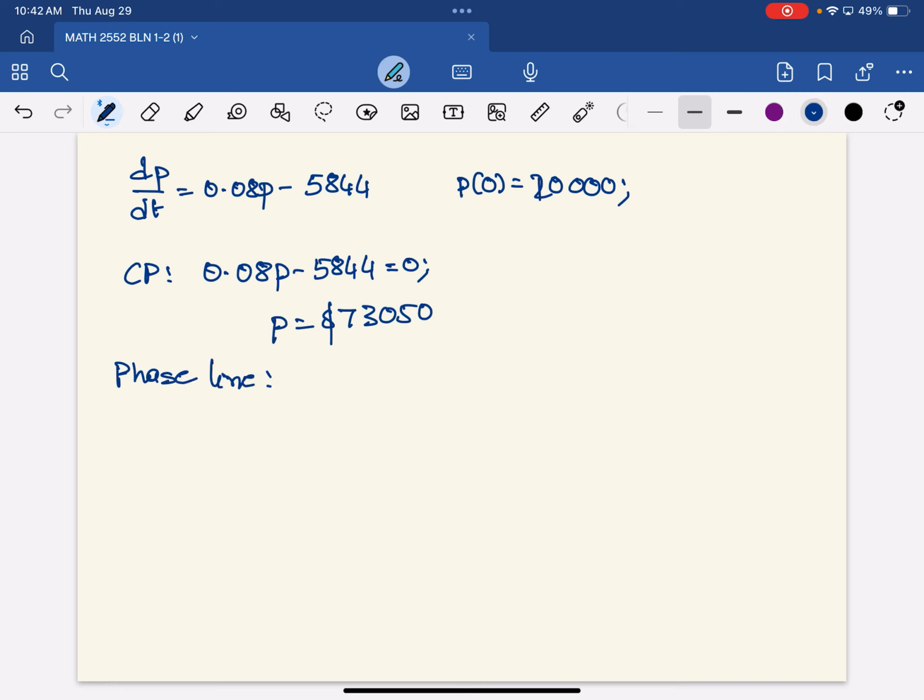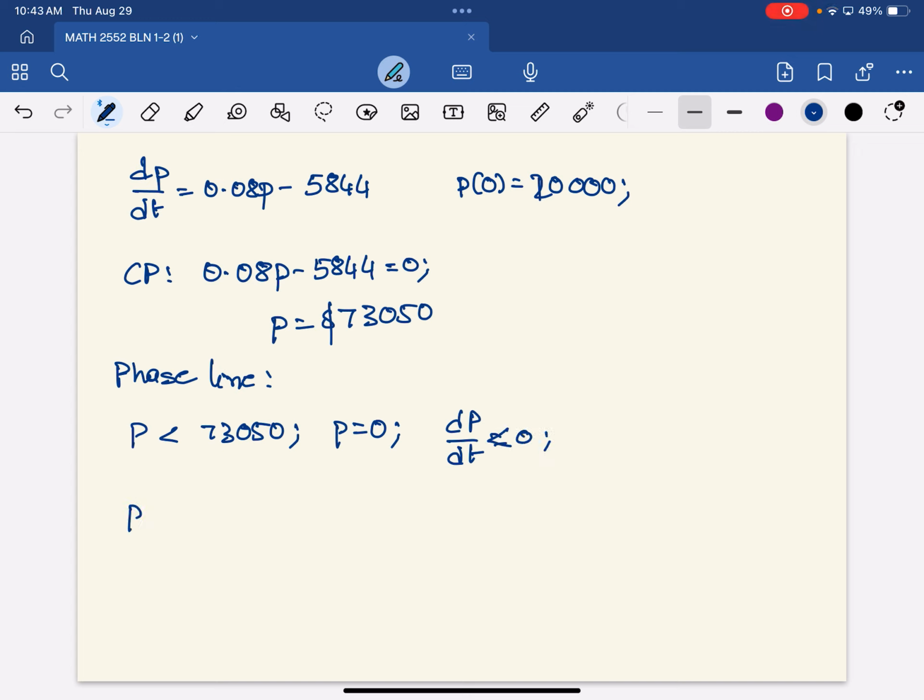So what does my phase line say? I want to pick a number less than 73,050. What number do you want to pick? 0. Very good. So P is 0. So my dP/dt is going to be what? Negative. Do you agree with me on that?